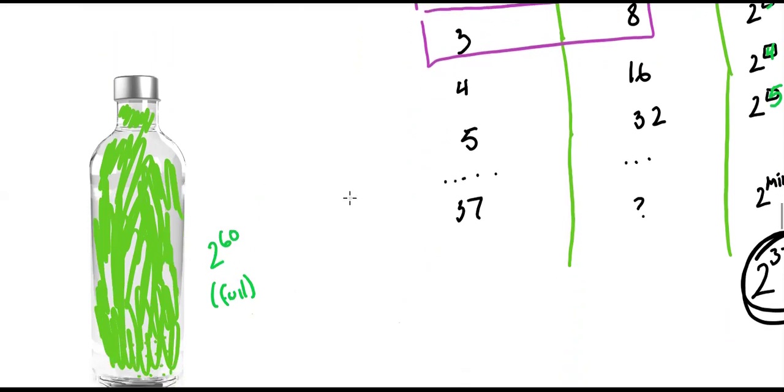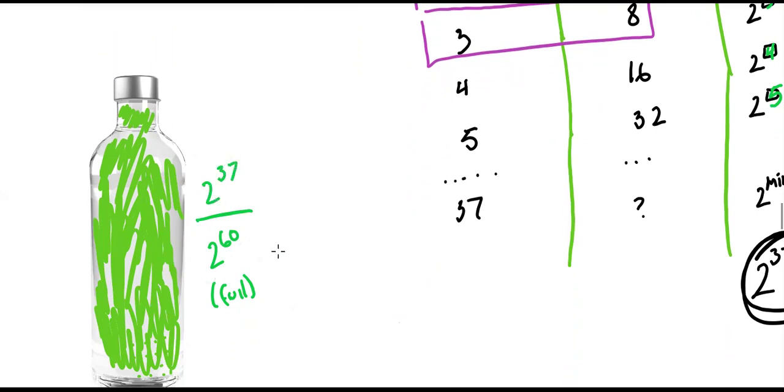A fraction is where you can take the part and divide it by the whole. The whole, in our case, would be 2 to the power of 60. That's when the whole bottle is full. The part we have is 2 to the power of 37. That's how much we actually have right now.